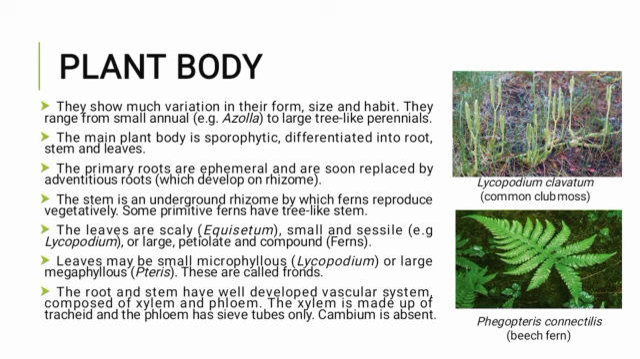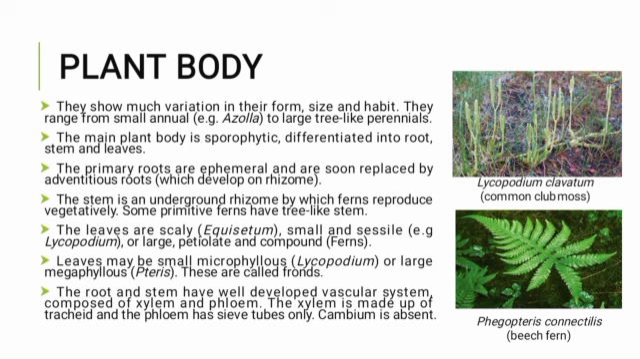However, some primitive ferns have a tree-like stem. The leaves are scaly, as in Equisetum. They could be small and sessile, as we see in Lycopodium, or they could be large, petiolate, and compound, as in ferns. The leaves may be small or large, and they are called fronds.